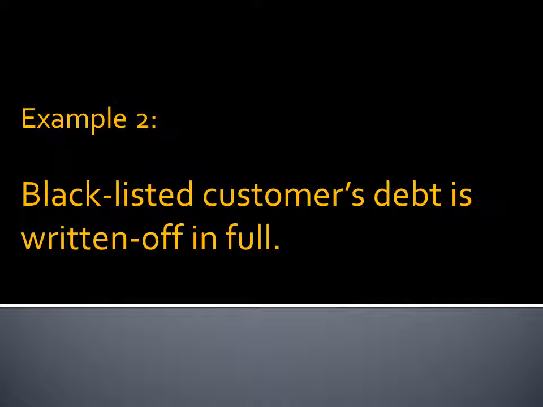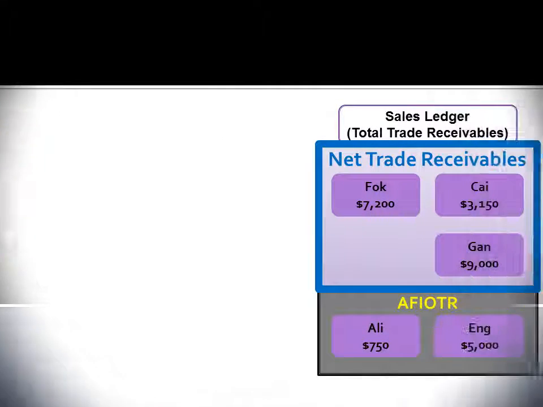We'll look at example 2, where a blacklisted customer was confirmed not to be able to pay and the amount is to be written off. So if you look at this example, there are a total of 5 customers who owed the business money, 2 of which have been blacklisted previously. Ali, who owed the business $750, was blacklisted. Ing, who owed the business $5,000, was blacklisted.